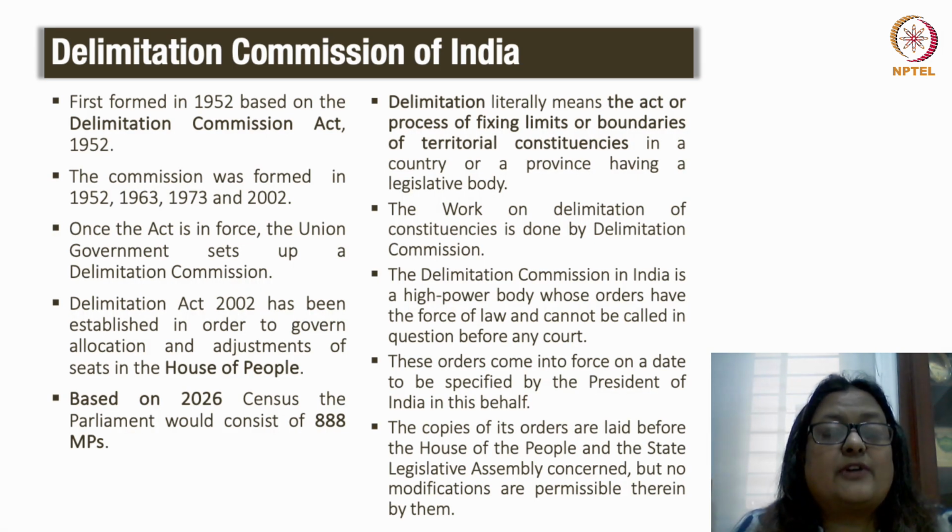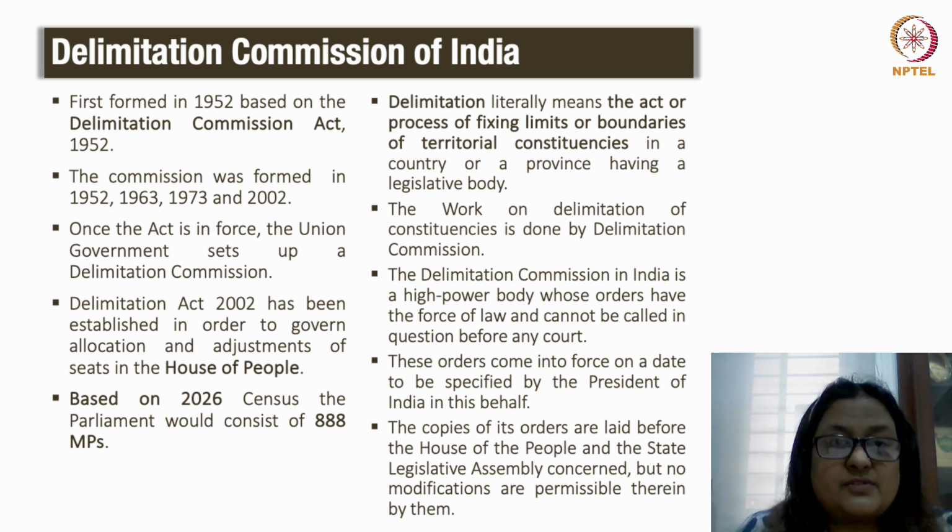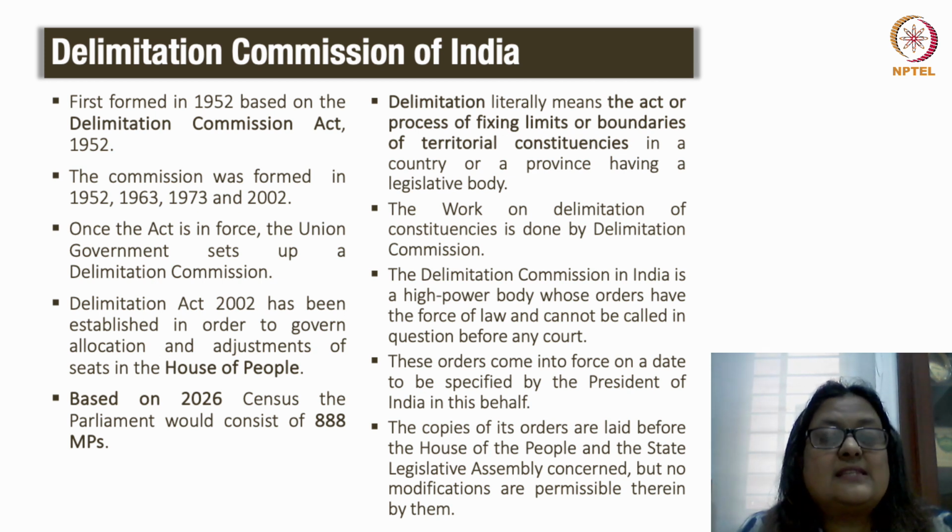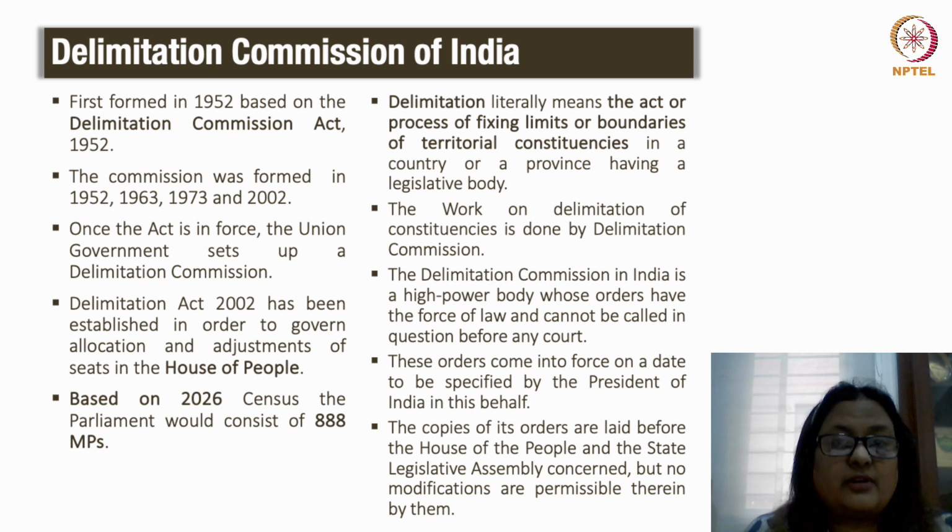Before analyzing the functions of the Election Commission, let us understand the concept of delimitation. What is delimitation? Delimitation literally means the act or process of fixing limits or boundaries of territorial constituencies in a country. For example, India has 550 constituencies for the House of the People, that is Lok Sabha. These constituencies are fixed by the Delimitation Commission. They are the territorial constituencies for which the elections are conducted.